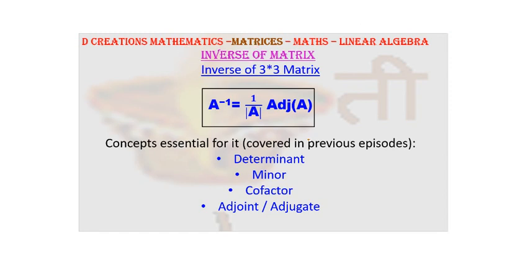Now, if you want to find out the inverse of a matrix, there are certain prerequisites that you should know very well. When we were trying to find the inverse of a 2 by 2 matrix, we learned about determinant, because that is the only concept that is necessary there directly out of the concepts given here. But now that you want to go for a 3 by 3 matrix, you need to be well versed with all the concepts such as determinant, minor, cofactor, adjoint or adjugate.